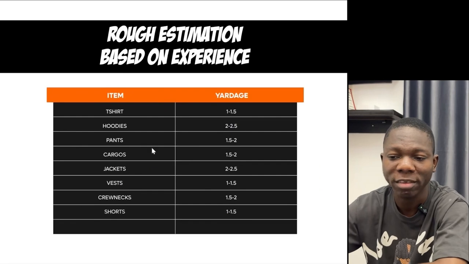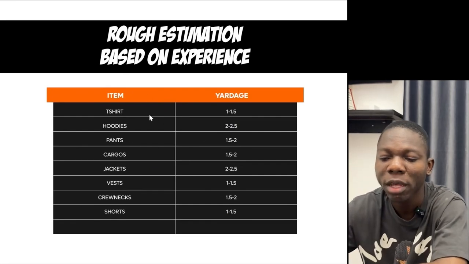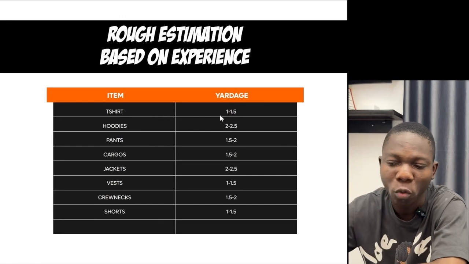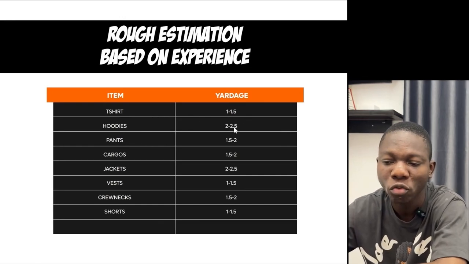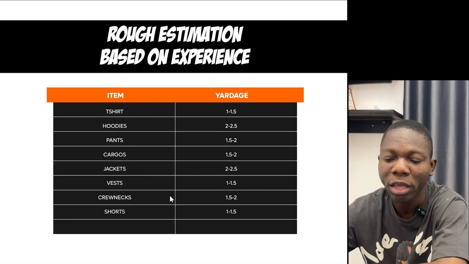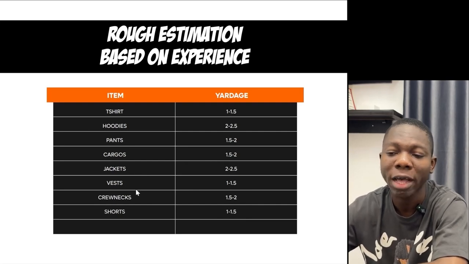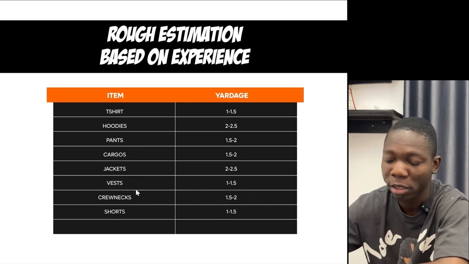So this is a rough estimate that I made based on experience from the local market. T-shirts require a yard to 1.5 yards. The hoodie is 2 to 2.5 yards. Pants 1.5 to 2 yards. Cargos 1.5 to 2 yards. Jackets 2 to 2.5 yards. Vest 1 to 1.5 yards. Then we have crew necks like sweatshirts, 1.5 to 2 yards. Shorts 1 to 1.5 yards. These are not set in stone. They're just estimations based on experience in the local market.